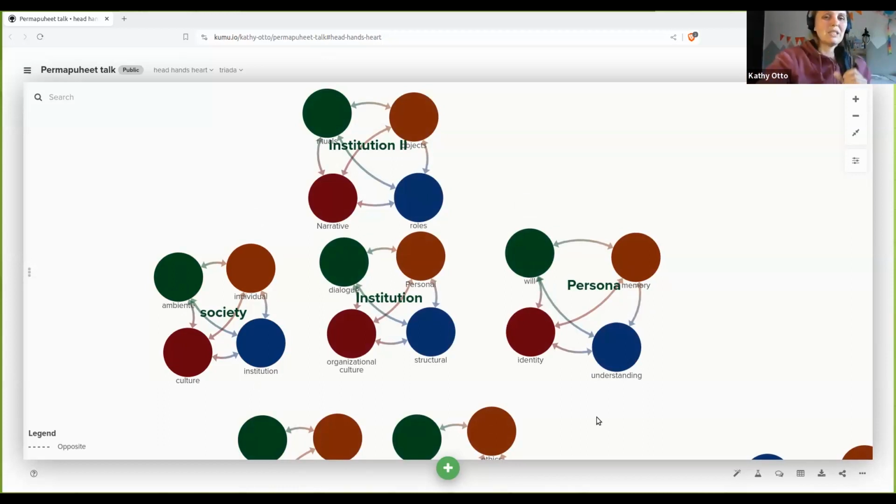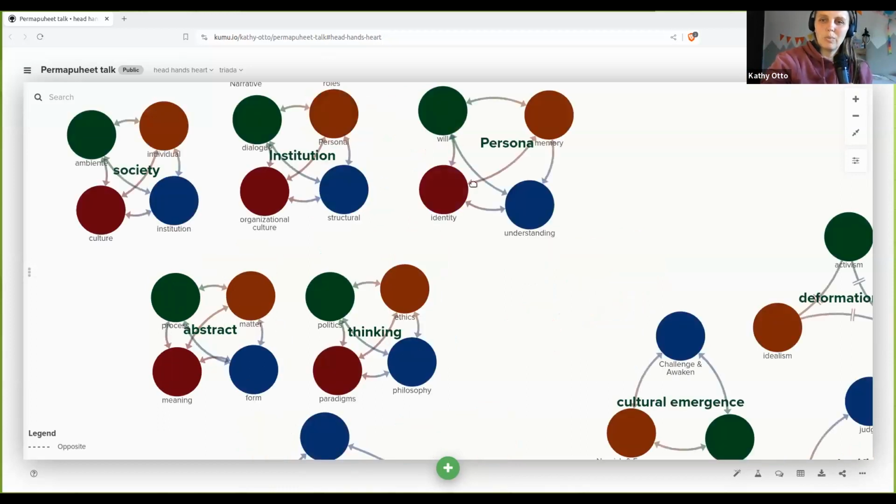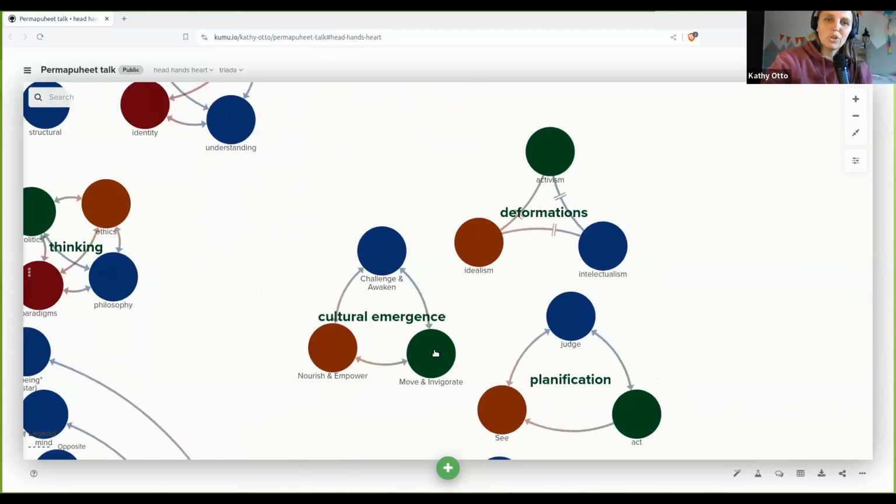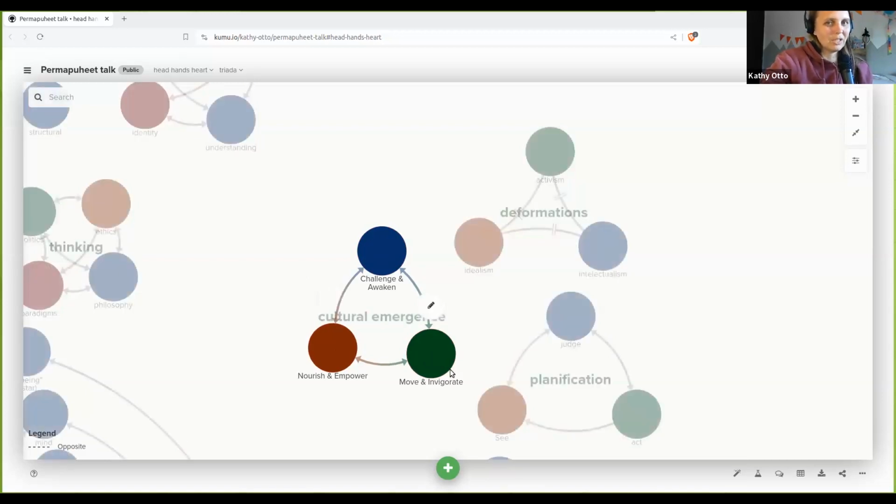I really found this threefold idea really, really useful. Also, just to mention it for a moment, cultural emergence works in these three too: nourish and empower, move and invigorate, and challenge and awaken. And I asked Luby, and she said, yes, it's the same. Challenge and awaken is mind, nourish and empower is heart, and move and invigorate is hands. So she put it in there too.